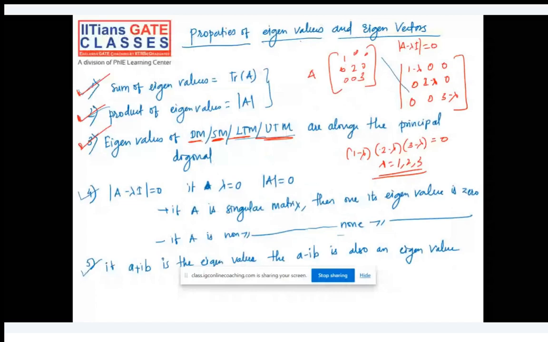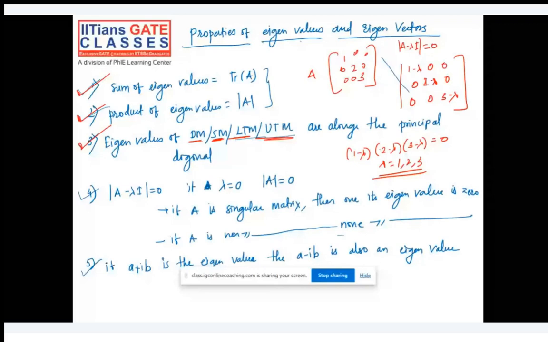If A is a singular matrix, then one of the eigenvalues is zero. Okay. It's pretty clear because what we said in point number two, determinant of the matrix equals the product of the eigenvalues. Do you agree? So if determinant is zero, means matrix is singular, then of course one of the eigenvalues should be zero, right? Because product of eigenvalues is determinant. If determinant is zero, means product of eigenvalues has to be zero. It means at least one of the eigenvalues has to be zero, right? So that's how we have written this point.